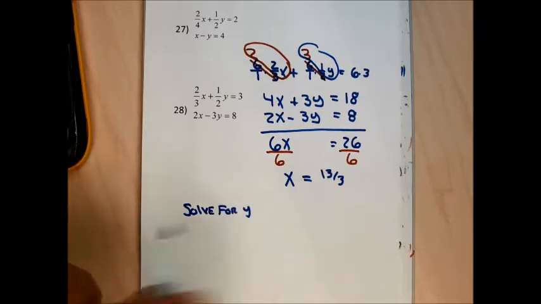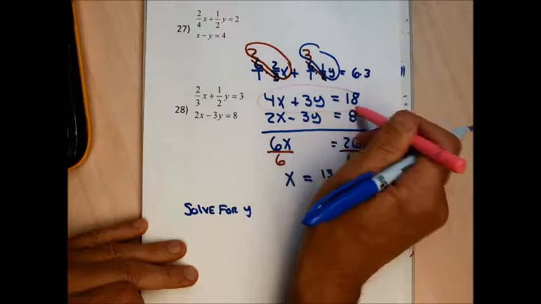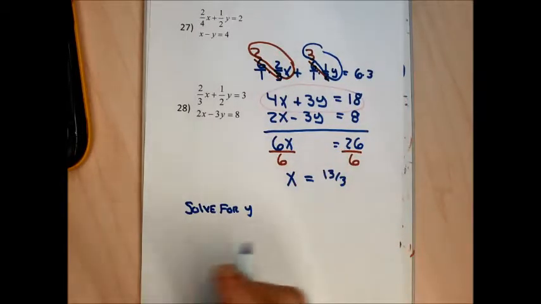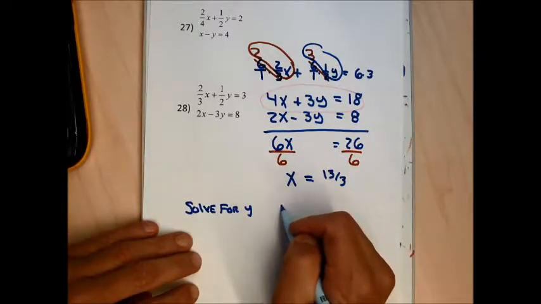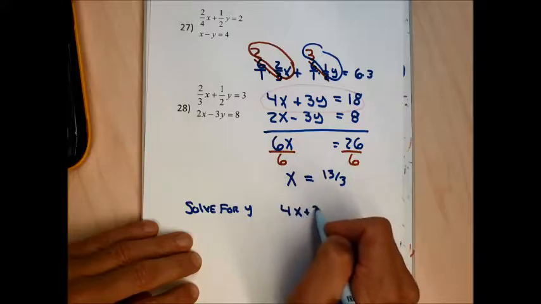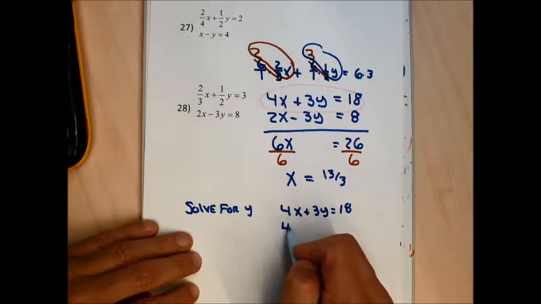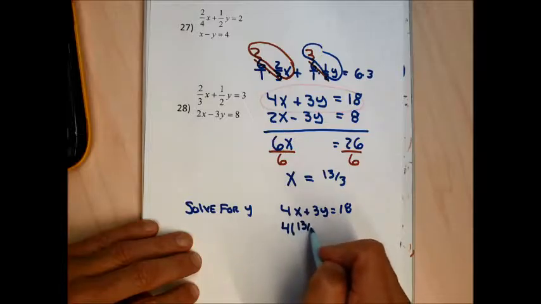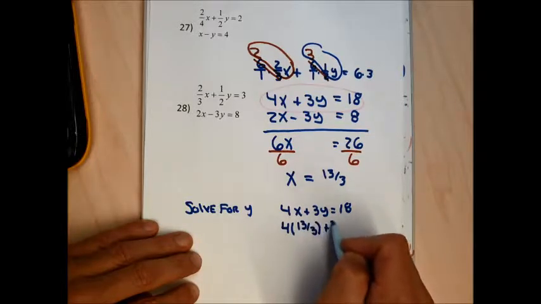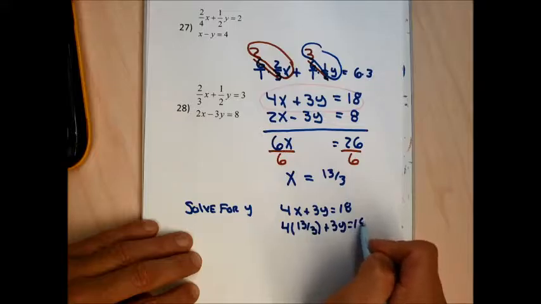And probably the easiest equation is this. The y's don't have, there's no fractions, and the y is positive. So I'm going to use that equation. 4x plus 3y equals 18. Substitute 13 over 3 in for x and get 4 times 13 over 3 plus 3y equals 18.